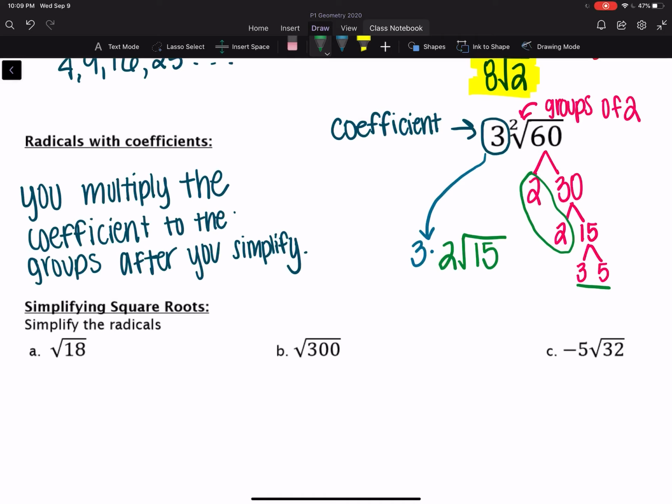My very last step is I want to go ahead and multiply the 3 and the 2. 3 times 2 gives me 6, and I'm just going to bring down my radical. So if I want to simplify 3 times the square root of 60, I would get 6 square root of 15.